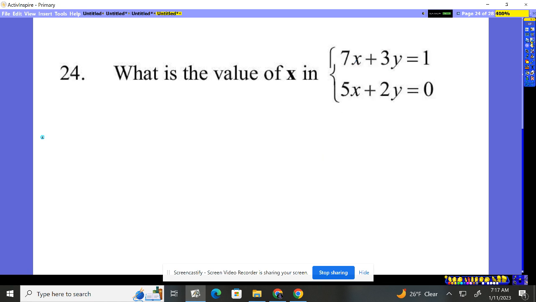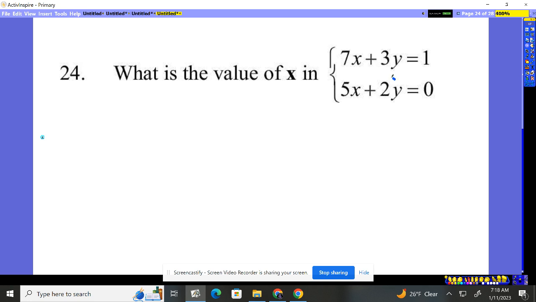24, it wants just x again, but we're not using substitution. It doesn't have y equals or x equals something. It has equations here in standard form. So what do we do? Well, we have the method where if we add them together, it creates a new equation that must be true. If I add them together right now, the x's will just give you how much? 12x's plus 5y equals 1. That doesn't do me any good, but I can manipulate it.